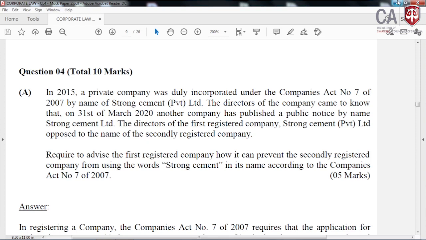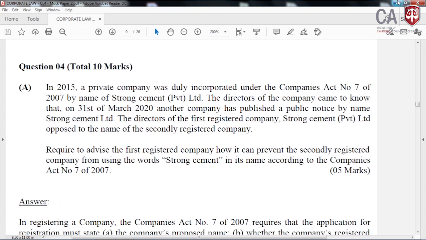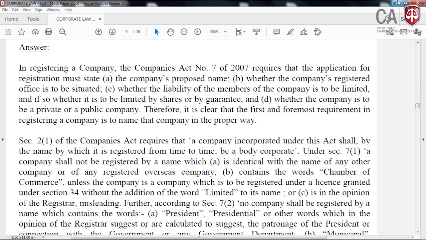So what you are required to advise the first registered company, which is Strong Cement Private Limited, registered in 2015, is how it can prevent the secondly registered company from using the word strong cement in its name according to the Companies Act number 7 of 2007. Now my answer here is that I provide again a very comprehensive one.